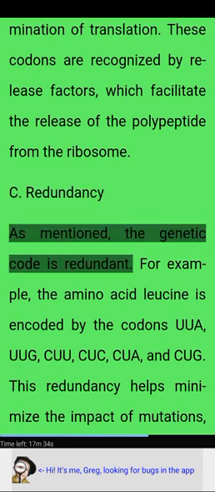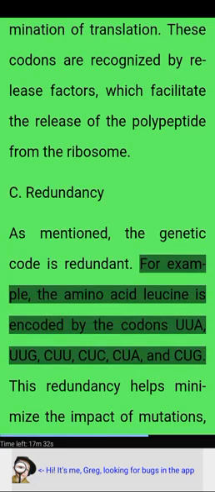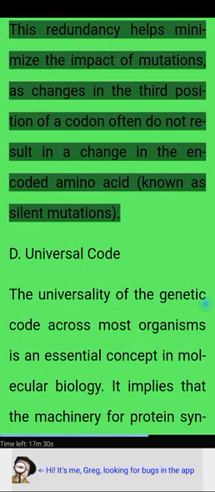C. Redundancy. As mentioned, the genetic code is redundant. For example, the amino acid leucine is encoded by the codons UUA, UUG, CUU, CUC, CUA, and CUG. This redundancy helps minimize the impact of mutations, as changes in the third position of a codon often do not result in a change in the encoded amino acid, known as silent mutations.